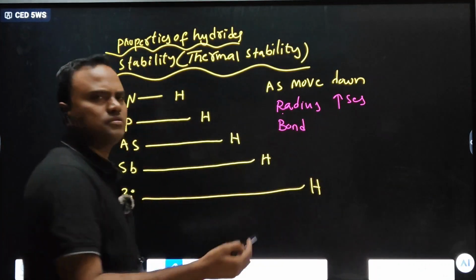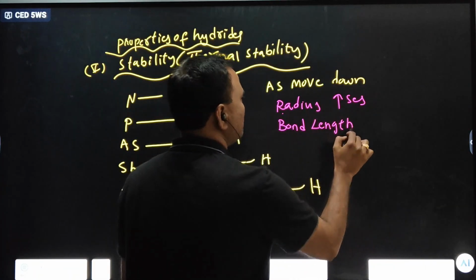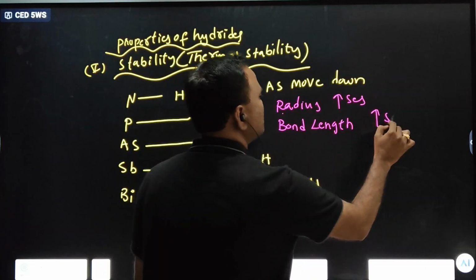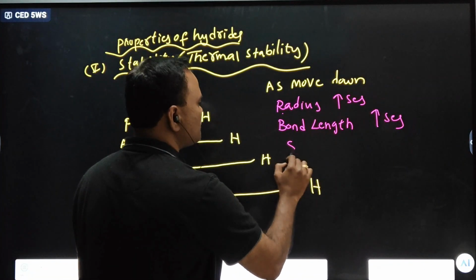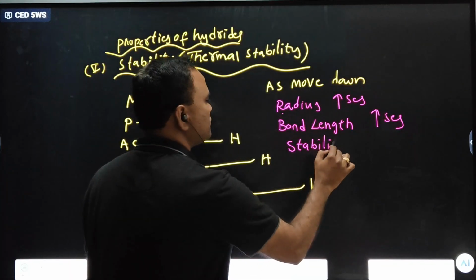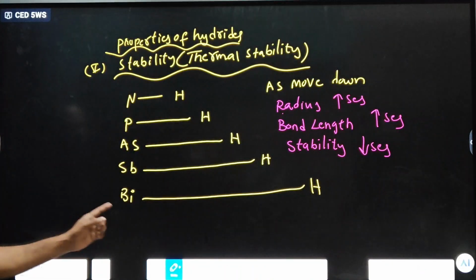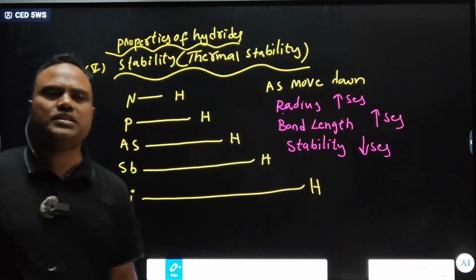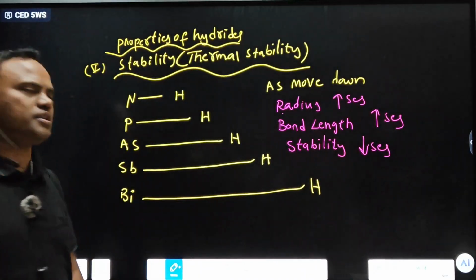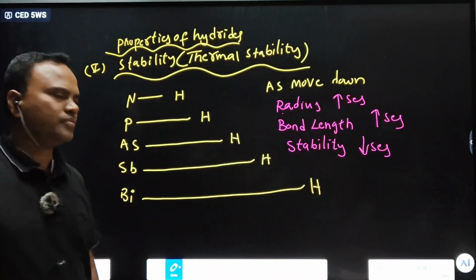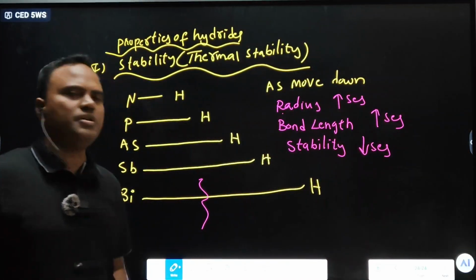As bond length or radius increases, stability decreases. The bismuth and hydrogen bond is less stable. Why? Because the distance is more, so attraction forces are less. You can break this bond easily. As we move down the group, bond length increases and stability decreases.